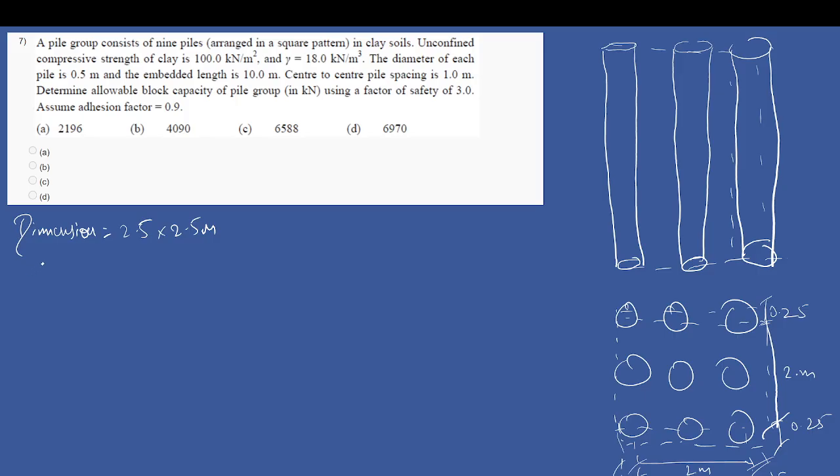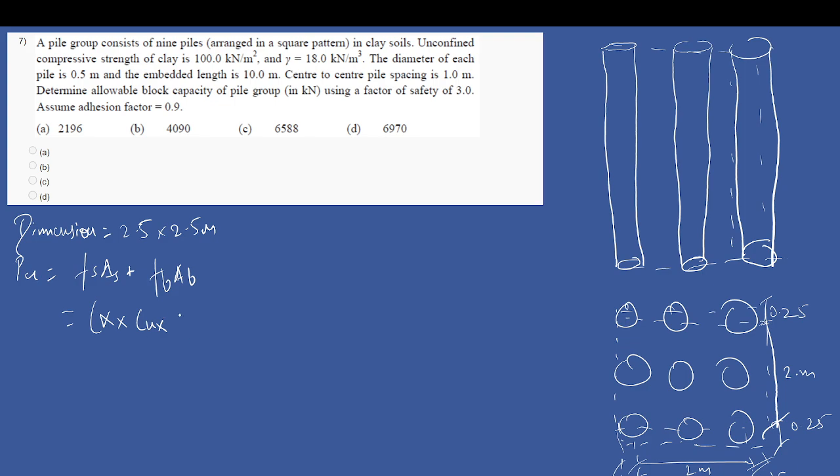Yes, sir. AG, I am saying AG is 6. Okay, so let's see the capacity. So first will be your frictional capacity, that will be your Fs into As, and then you'll be having the tip bearing capacity, which is your Fb into base area.